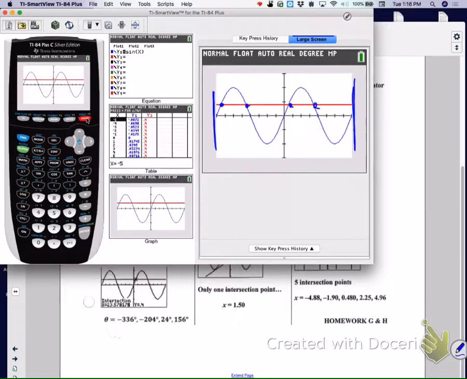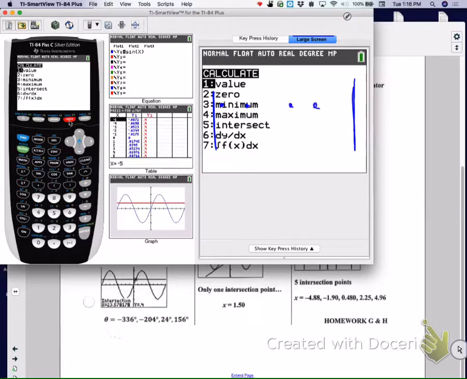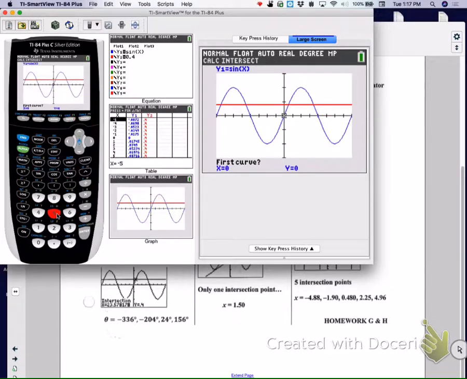So what I'm going to do now is go to calculate, which is above the trace button, and go to intersect. I want to see where these graphs intersect. So I'm going to go to number 5 and then go to one of your intersection points. Now it's going to ask you a couple of questions here. What's your first graph? What's your second graph? Where do you think they cross? Well, if you go to where you think they cross, you can just hit enter and answer all those questions in one spot. There's my first curve. There's my second curve. Here's where I think they cross. So there's one of my answers.